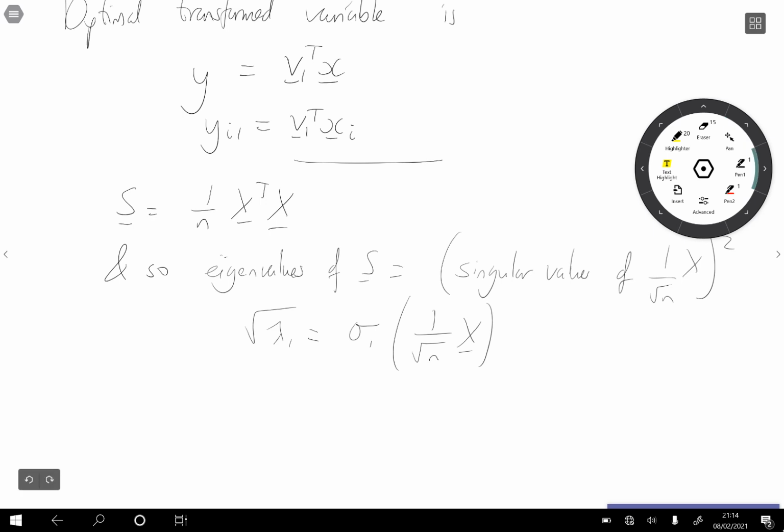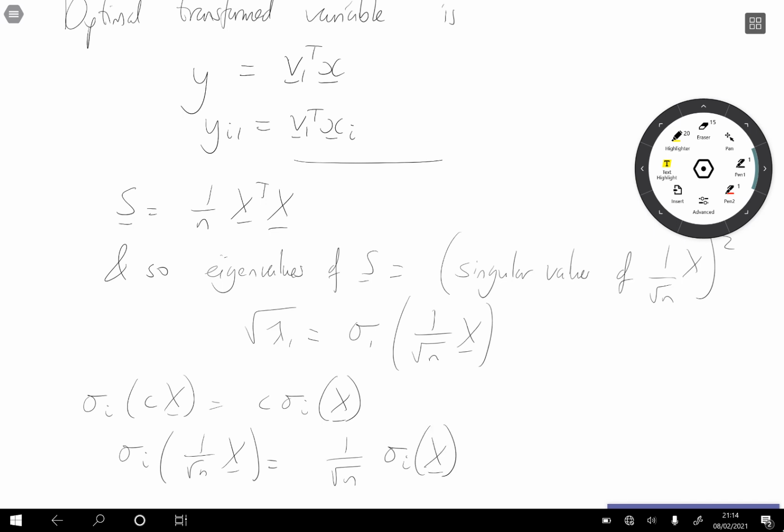Just a word on the scaling of the eigenvalues. If you multiply the matrix X by some constant, that just multiplies the singular values of X by the same constant. So if sigma_i is the ith singular value of a matrix, the ith singular value of the matrix C times X is C times the ith singular value of X. In particular, sigma_i of 1 over root n X is just 1 over root n sigma_i of X. That's a useful fact we're going to need to remember when we code up PCA ourselves.